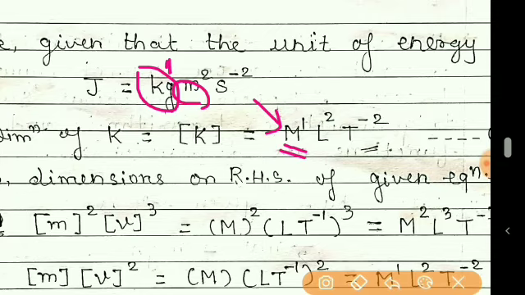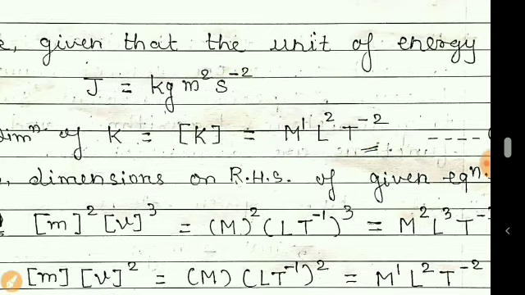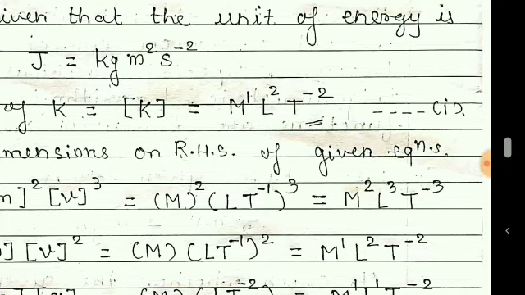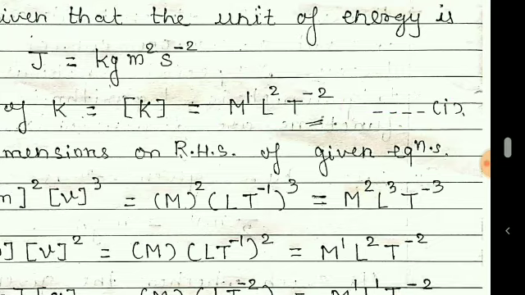Meter square is there, and meter is for length. So here the symbol is L, and here the power is 2. So here we have written square. Second is for time. So the symbol for time, and here the power is minus 2, and so it is here. And so we can say that the dimension of K is this. Let us give this equation number 1 so that we can compare the others with this.